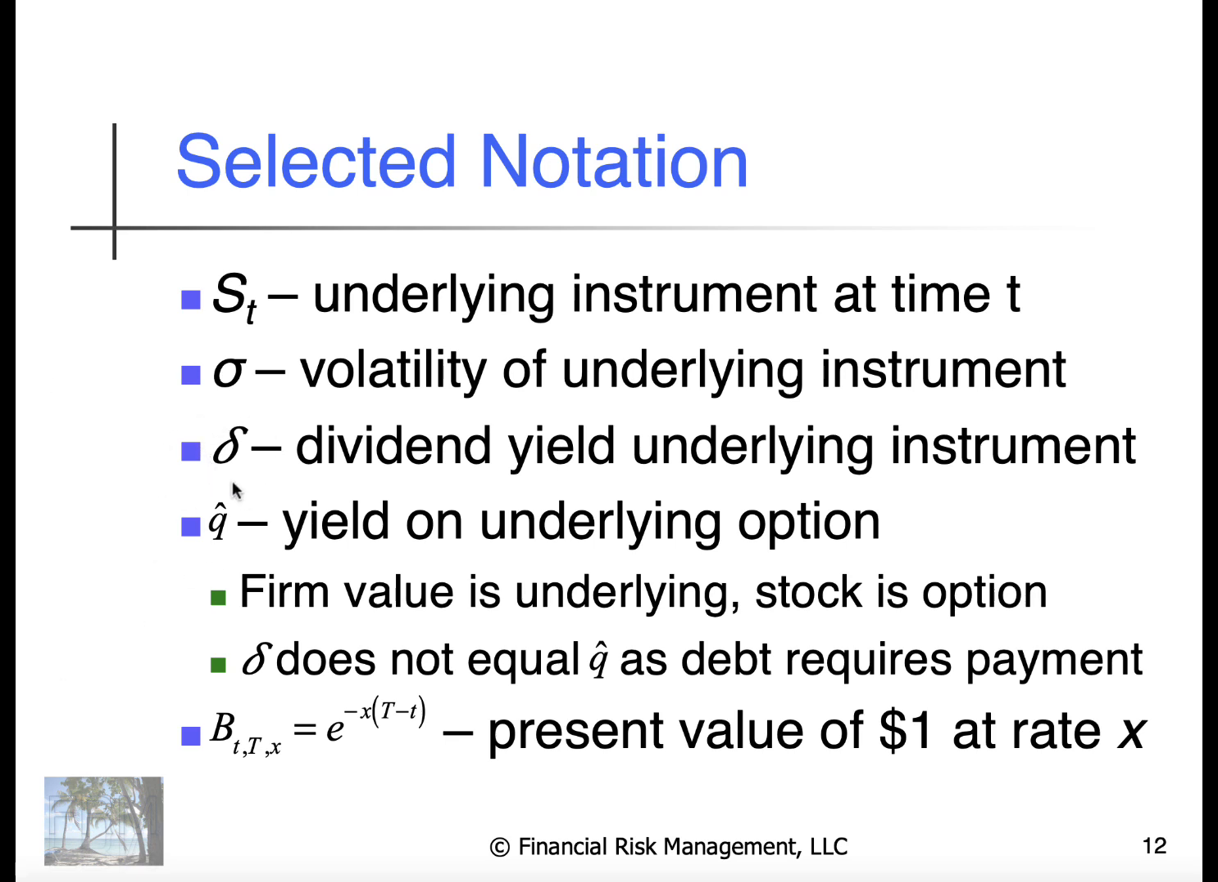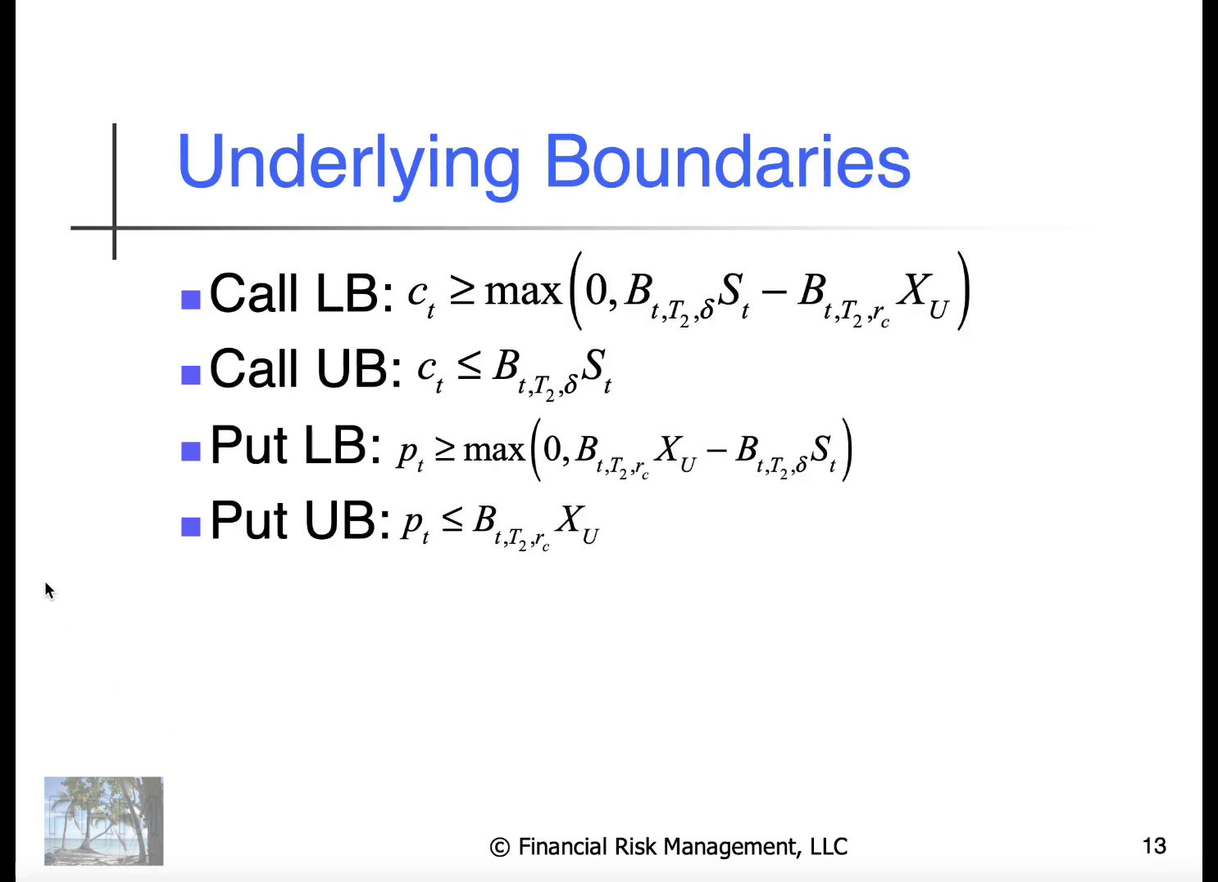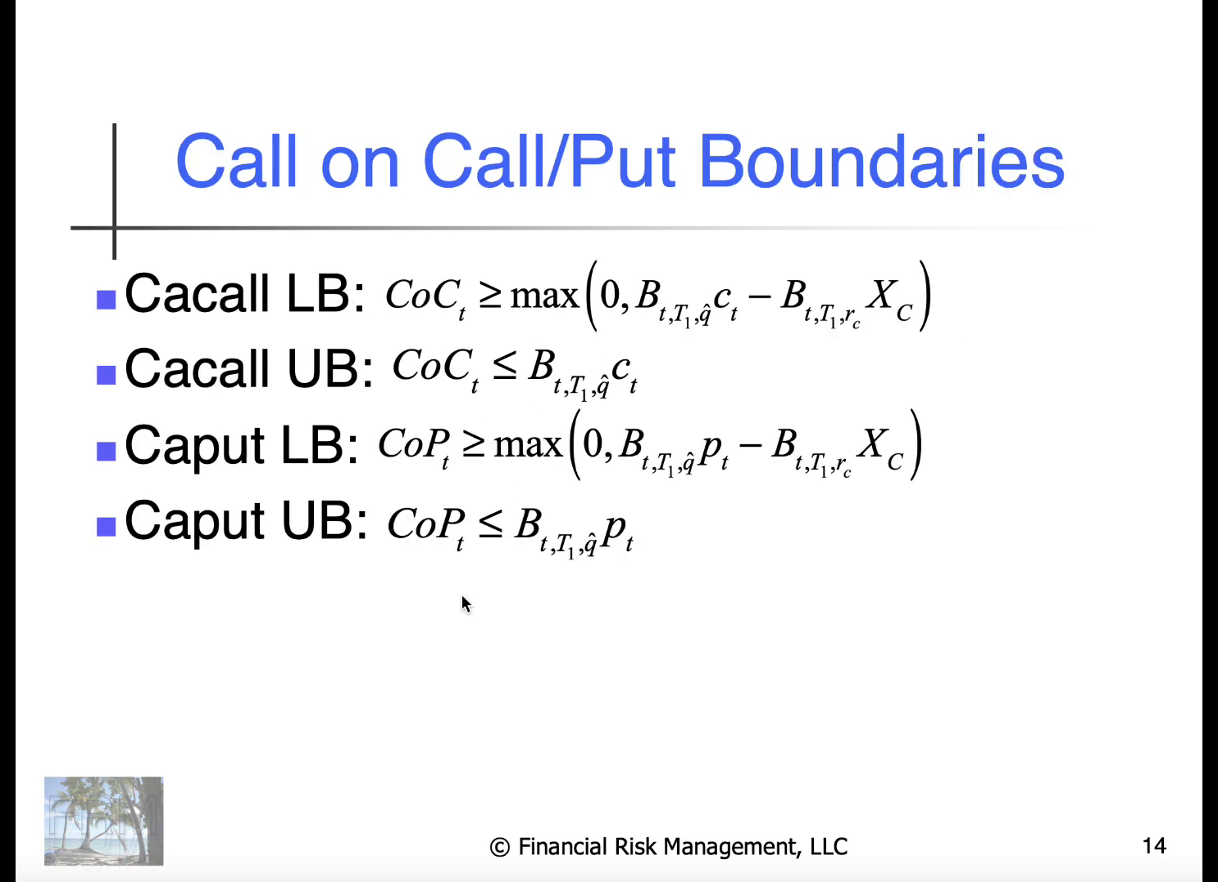Most compound options ignore the yield on the underlying option, but that poses some significant problems because if I'm trying to apply this to equity, then I've got to deal with the fact that equity often has a dividend payment. We'll use B subscript with these subscripts as simply being a present value function. And so the underlying boundaries, again, I'm not going to take the time to go through the details, but you can derive the underlying call lower bounds and upper bounds in a singular fashion with this kind of notation.